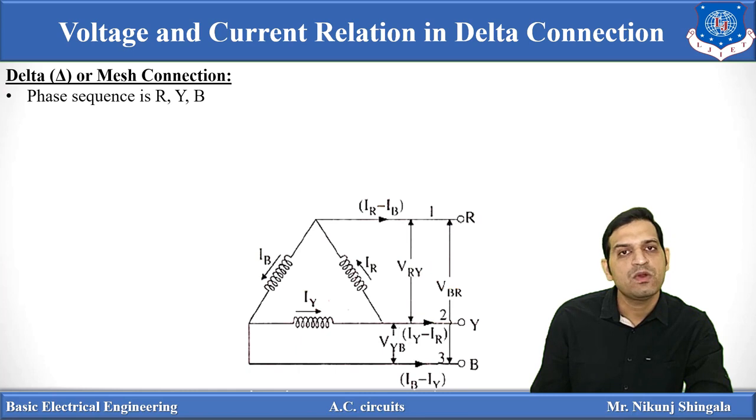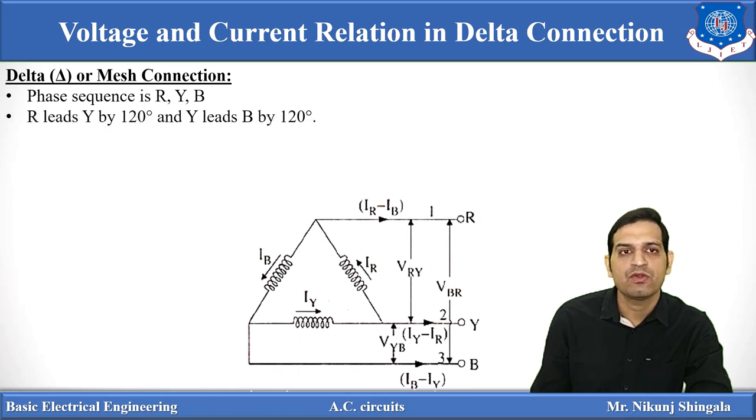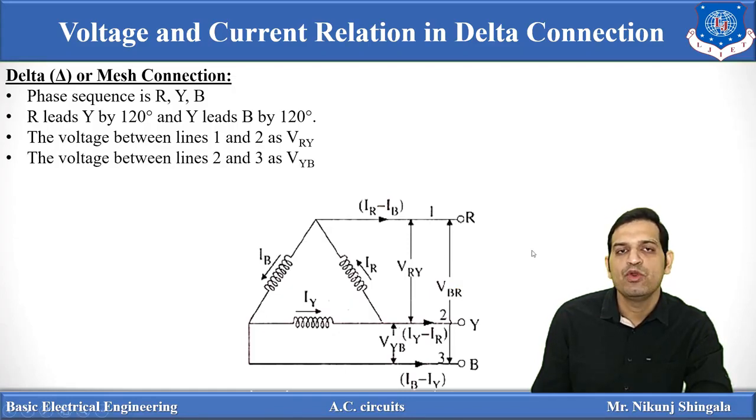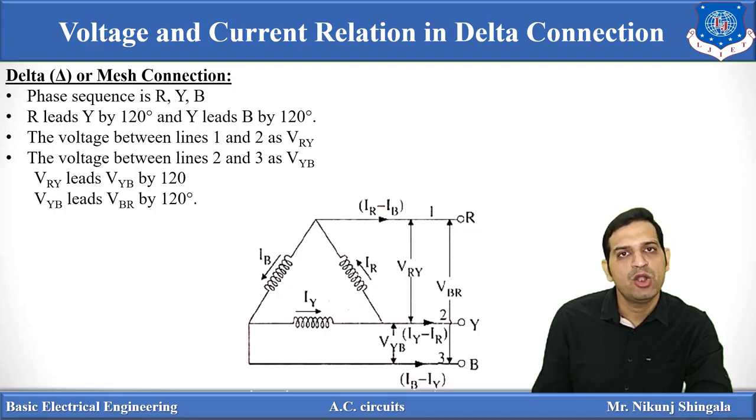So the phase sequence is RYB as usual. So R leads Y by 120, Y leads B by 120 and B leads R by 120. The voltage between line 1 and line 2 is VRY, that is a line voltage. The voltage between line 2 and 3 is VYB, and that between B and R is VBR. Now VRY leads VYB by 120 degrees, VYB leads VBR by 120 degrees.